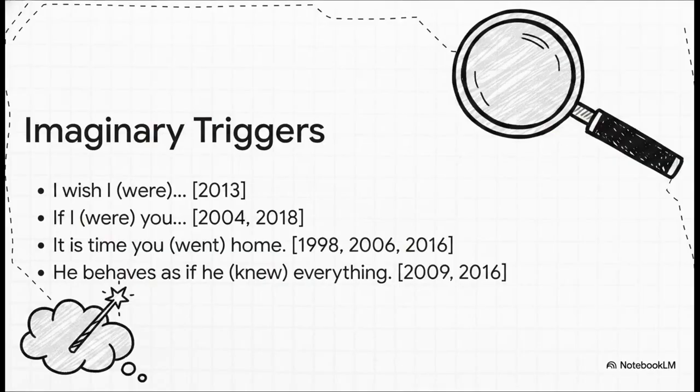Let's look at how this imaginary pattern ripples across 2 whole decades of tests. I wish I were showed up in 2013. If I were you was tested in 2004 and 2018. Another huge trigger is the phrase, it is time. It is time you went home, appeared in 1998, 2006, and 2016. And finally, he behaves as if he knew everything, appearing in 2009 and 2016. Spotting triggers like wish, if I, it is time, or as if instantly tells you to use a past tense form to describe a present imaginary situation.